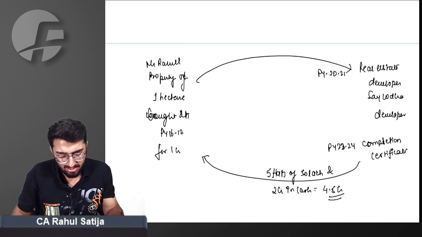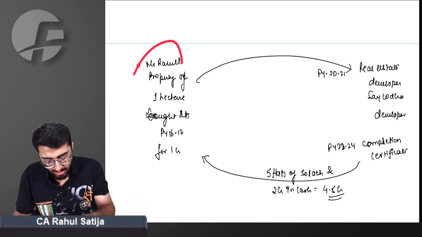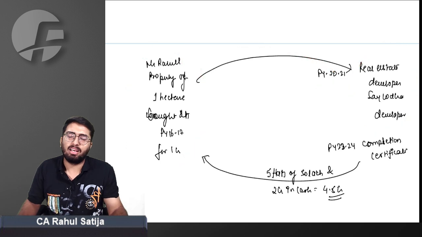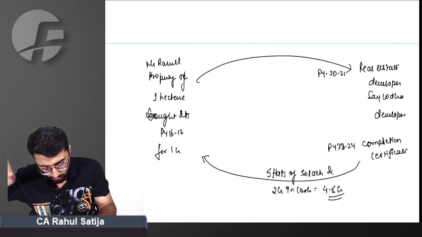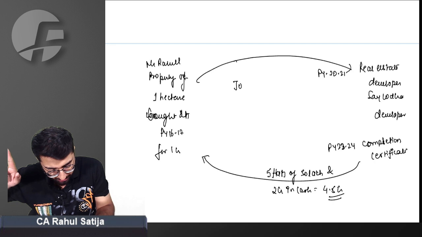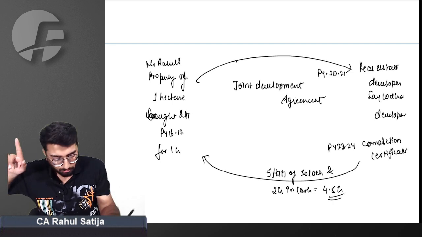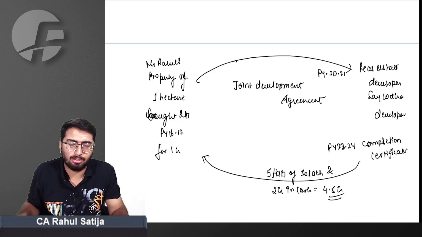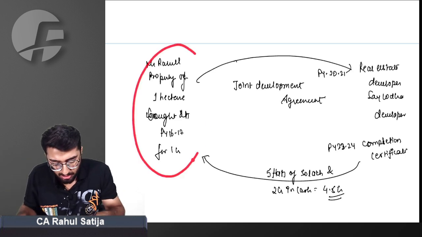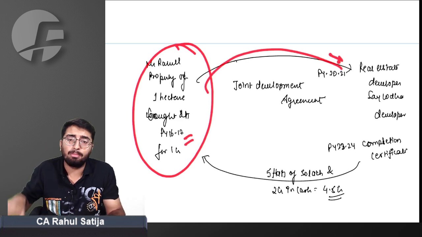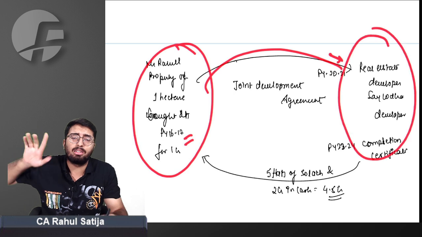Now just imagine the case, what is happening here? I am transferring my property to Mr. Lodha in previous year 2021 under joint development agreement. This structure is joint development agreement. I am transferring property bought in previous year 16-17 in previous year 2021.